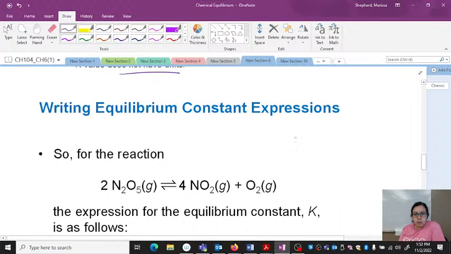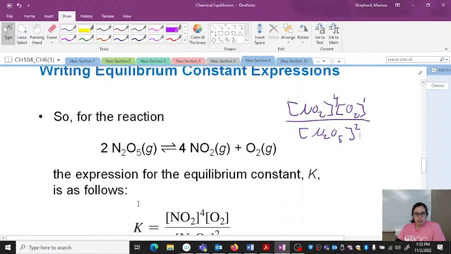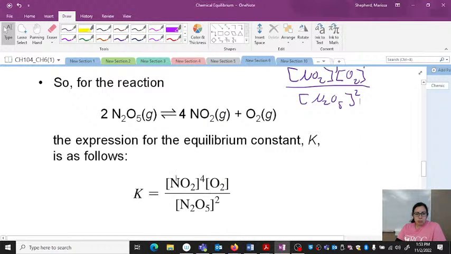So all you do is take NO2 to the power of 4, because that's what it is there. And then we would substitute in a concentration later. And then you multiply it by the concentration of oxygen, to the power of 1. You don't have to write 1, I'm just emphasizing that there's a 1 there. And then over N2O5 squared, since again there's a 2 there for a balanced reaction. So this is what it should look like.